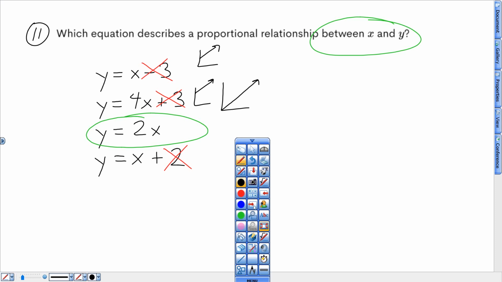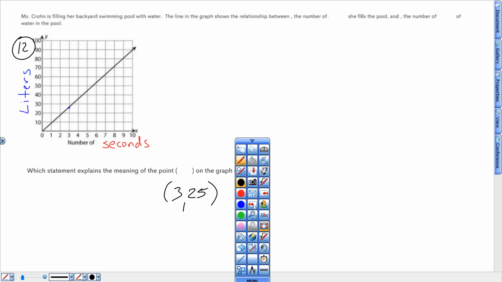All right, next problem, number 12. And then the next word is barn.